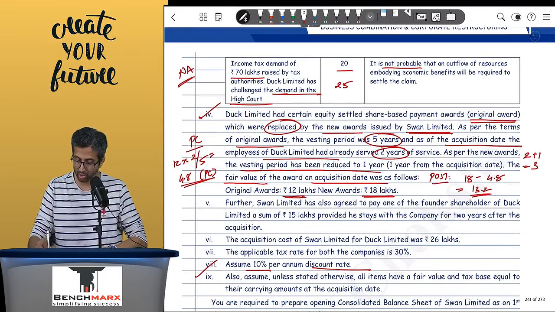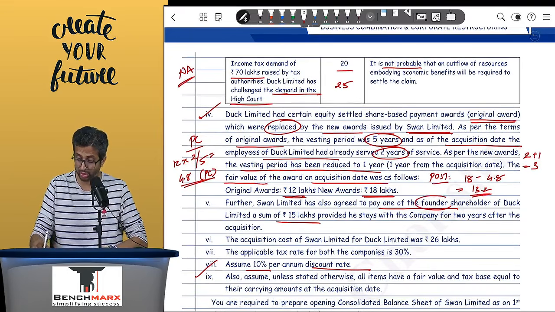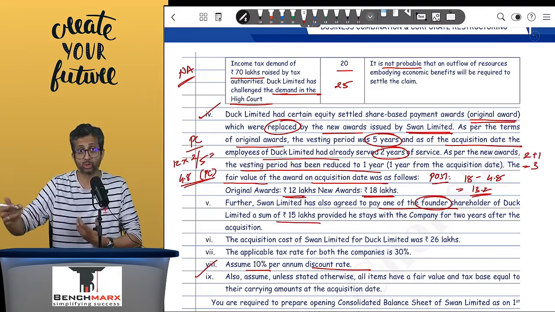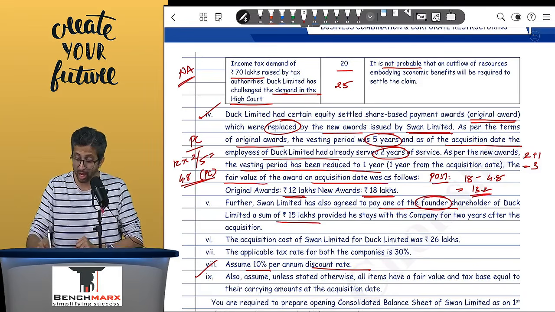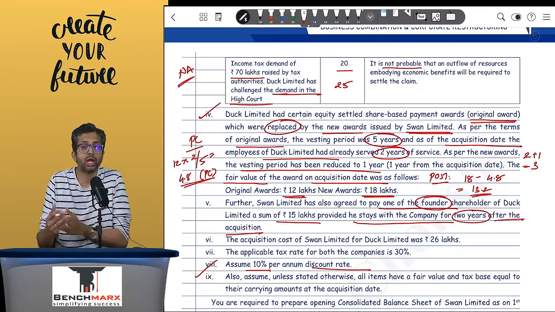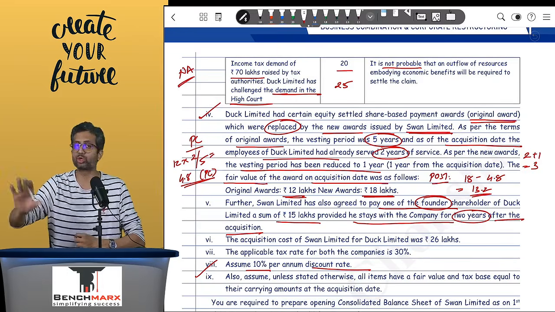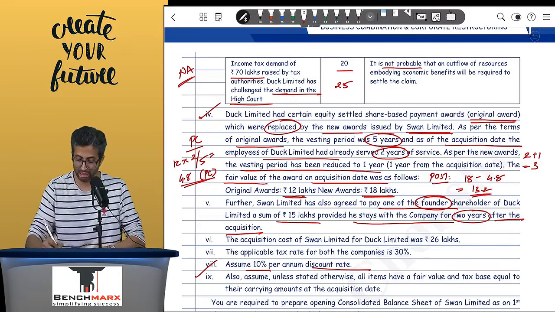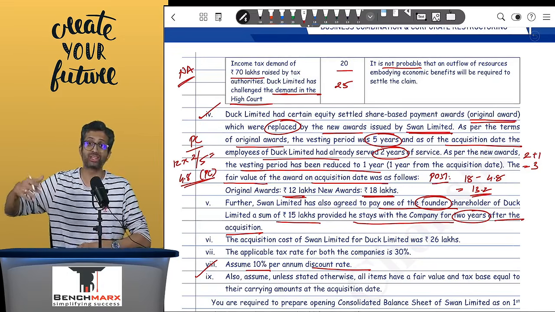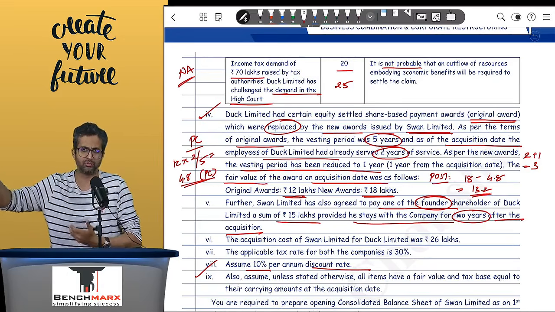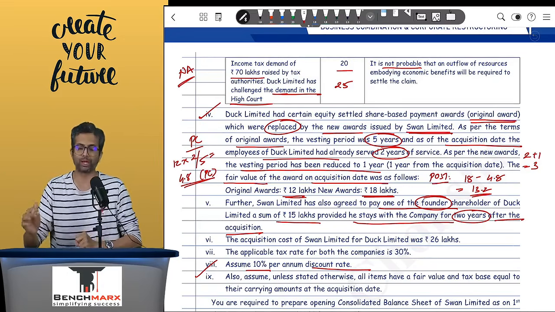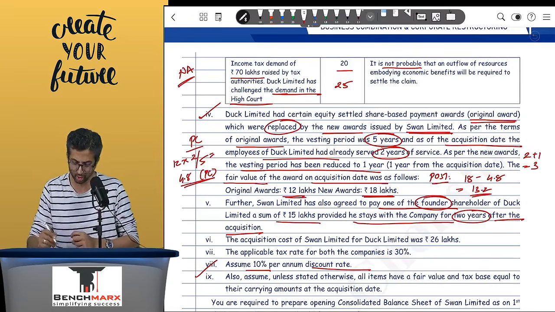Further, Swan also agreed to pay one of the founder shareholders of Duck a sum of 15 lakhs. This is paid to the founder shareholder. Okay, so it is paid to the owner, so probably it could be a part of PC, provided he stays in the company for 2 years after the acquisition date. In this case, this is a payment linked to service, and if it is a payment which is linked to service, it cannot be a part of PC. This will again be remuneration cost to be recorded over the next 1 or 2 years, and will have no impact on the PC or net assets. You will have to write a separate note for this.